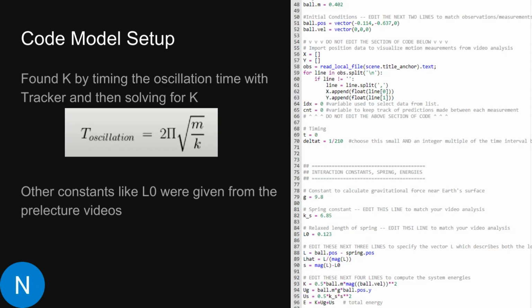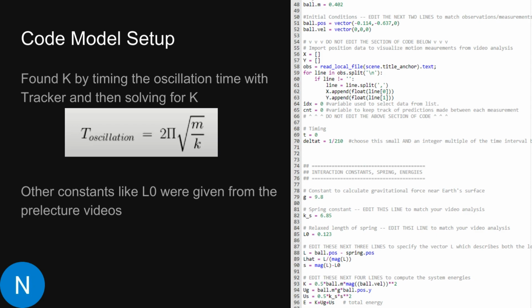So here's the code model setup. We found K, the spring constant, by timing the oscillation time with tracker and then solving for K. Other constants like L naught were given to us in the pre-lecture videos. Off to the right, the code is very simple. We define the mass and then define the initial position and velocity found from tracker. And below, we have starting time and delta t.